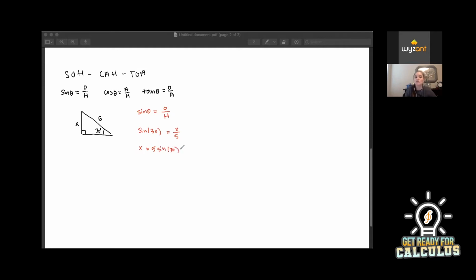Once you know the unit circle, you'll be able to know what sine 30 is off the top of your head. But if you don't know the unit circle, you can just use your calculator if you're allowed to do that. Let's look at another example.